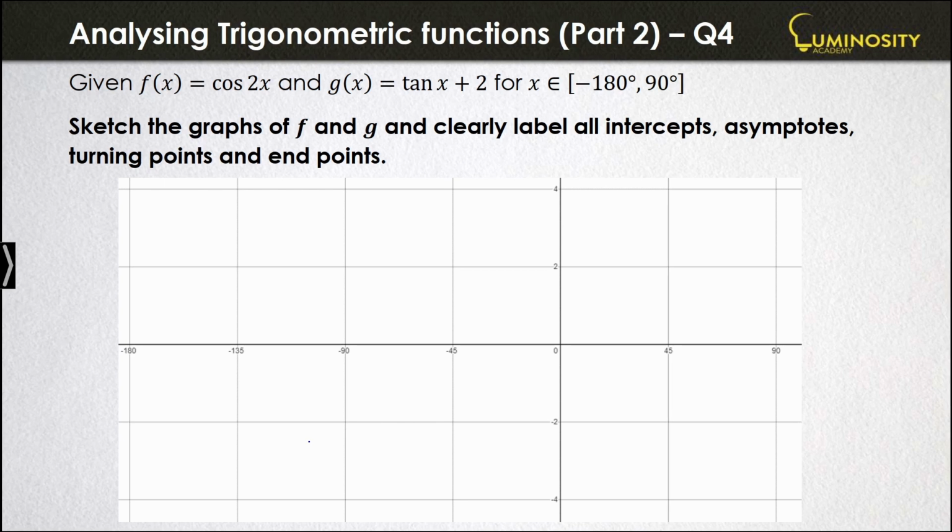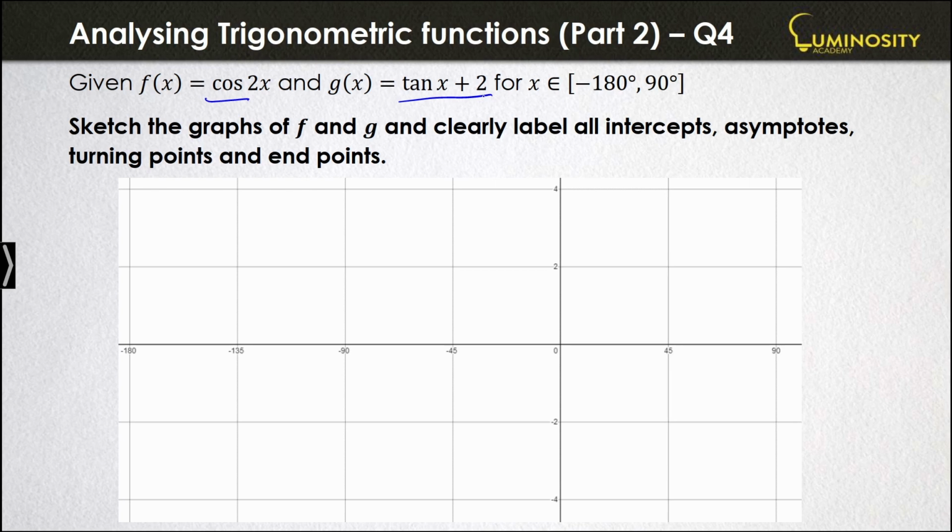Let's have a look at question 4. We're given the functions f of x equals cos 2x and g of x equals tan x plus 2 in the interval negative 180 degrees to 90 degrees inclusive. We want to sketch the graphs of f and g and clearly label all intercepts, asymptotes, turning points, and endpoints.